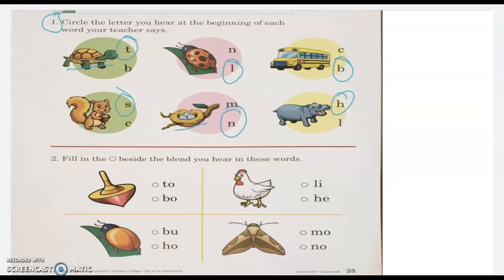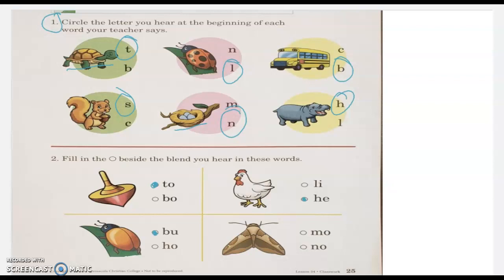This is a picture of a top. Top. Which blend says t? Good, this one. This is a picture of a hen. Hen. Which one says h? Good. This is a picture of a bug. Bug. Which one says b?